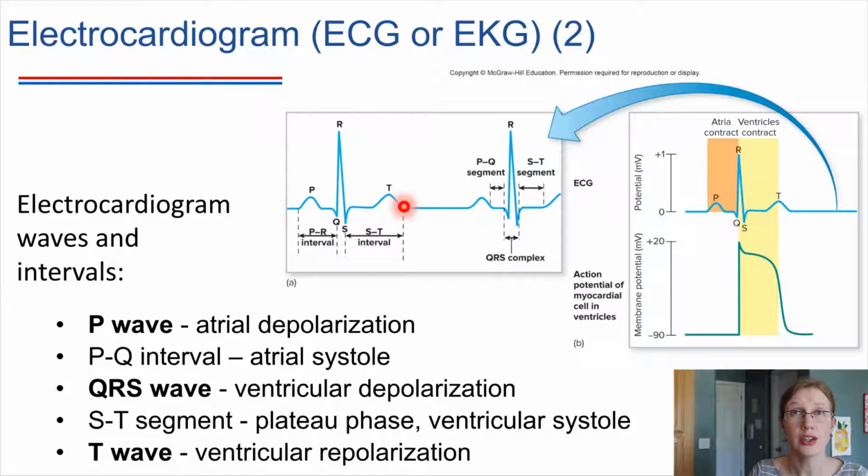So depolarization is always going to be followed by contraction. But again, don't get it confused. The peaks on this graph do not represent actual contraction. Contraction is a little bit delayed. It's after depolarization takes place. So this is what a normal electrocardiogram looks like.